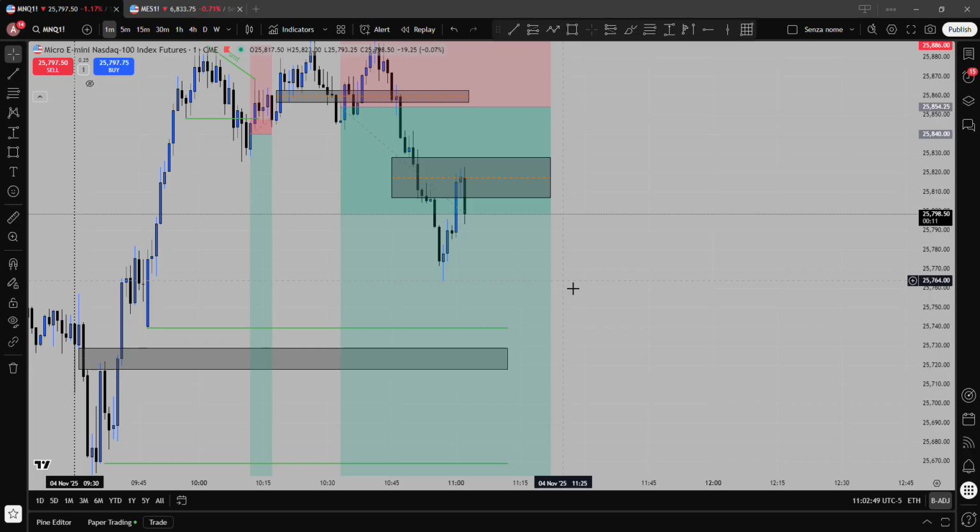There's someone in long, and I actually don't like that. They have the stop loss here, basically. So hopefully we can reach it very soon.